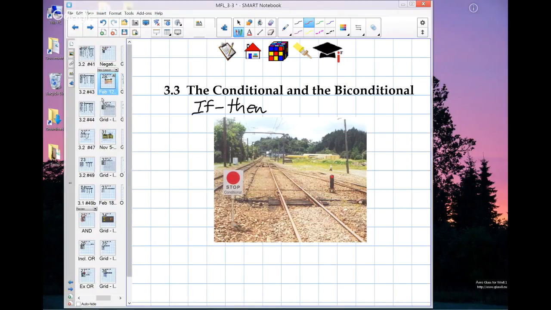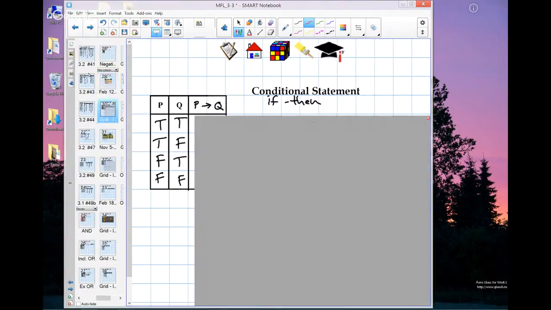So, okay, let's dive right away into, first of all, the symbol for if-then, which is the arrow from left to right. Good news, we only have two letters, P and Q, so we only need the standard 4-row table. And P arrow Q is read if P, then Q. So that's translated as if P, then Q.